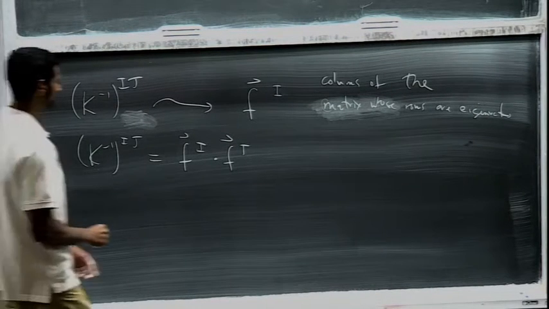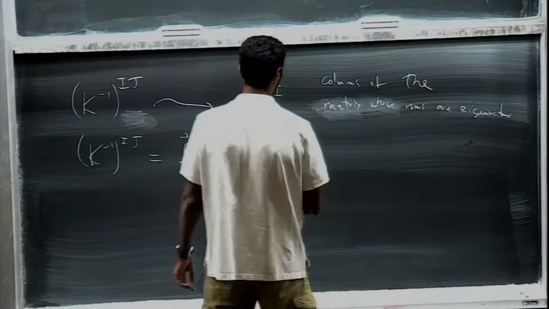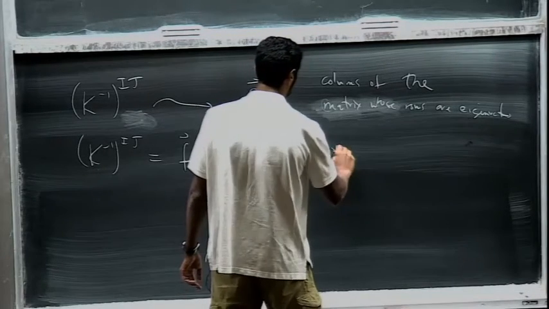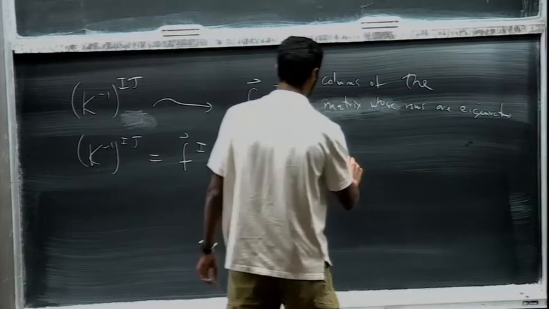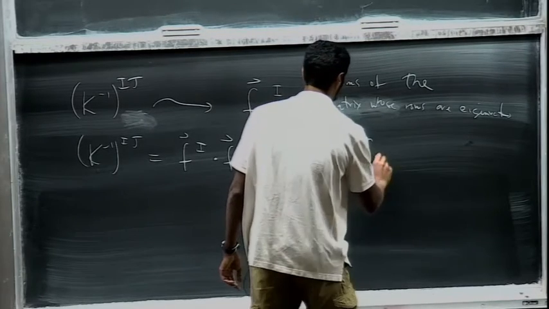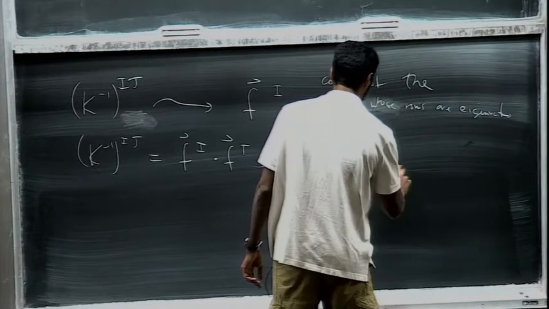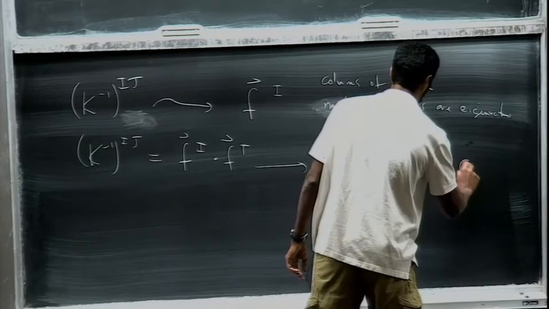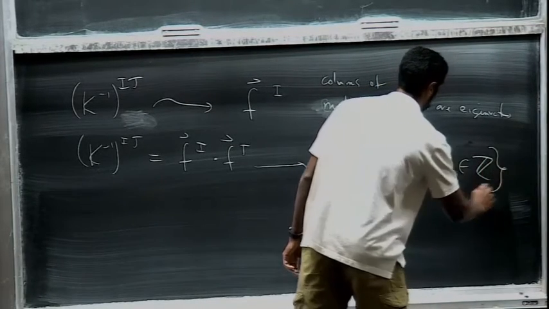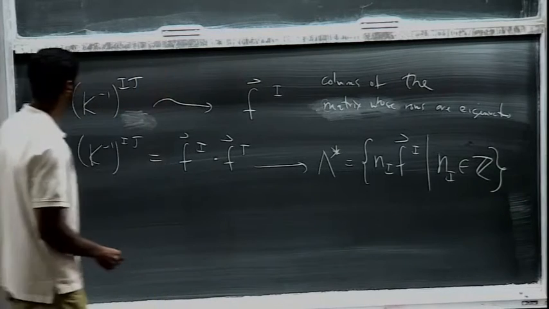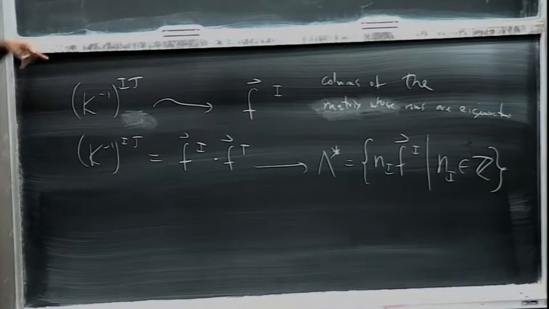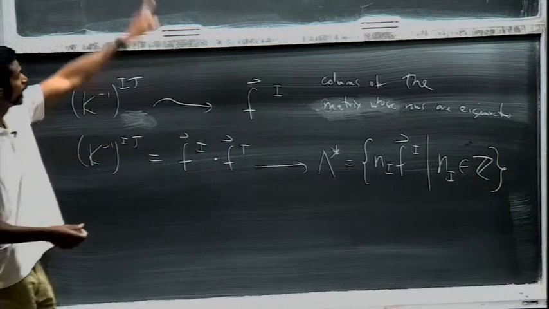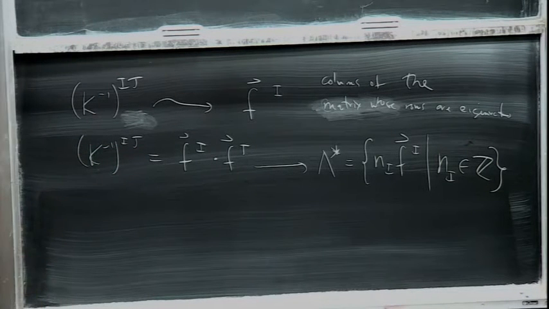We can similarly define a lattice by these, and that lattice is in fact the dual lattice to the original lattice. Okay. The reason it's a dual lattice is because K times K inverse is the identity matrix. So that tells you that, in fact, the inner products between the Fs and Es are all zeros and ones.